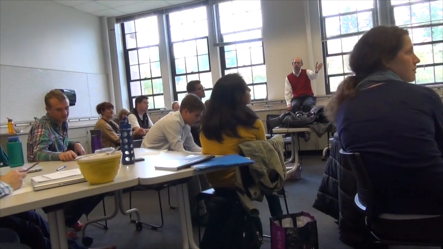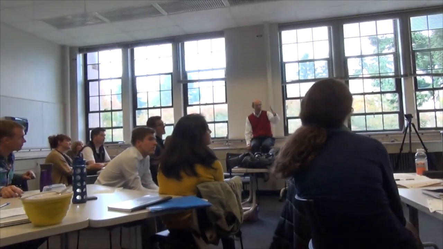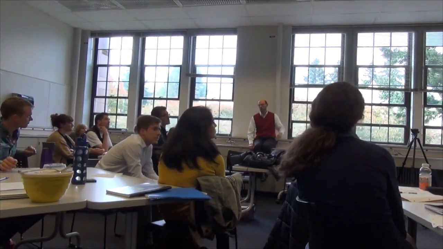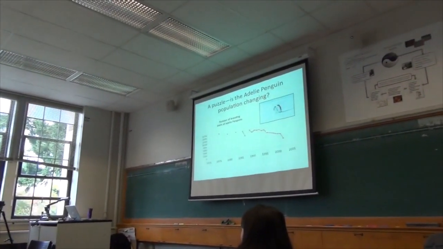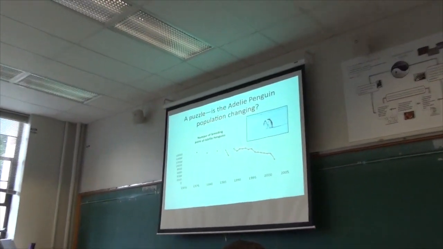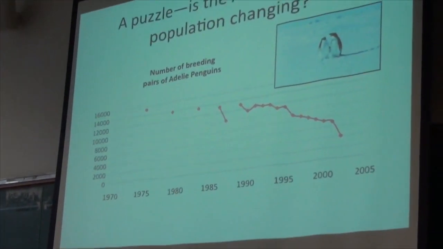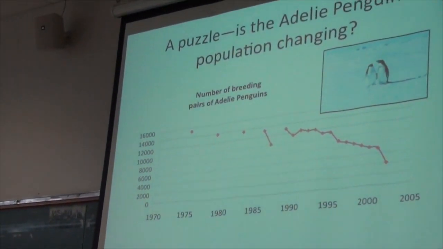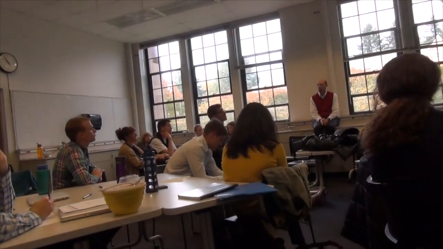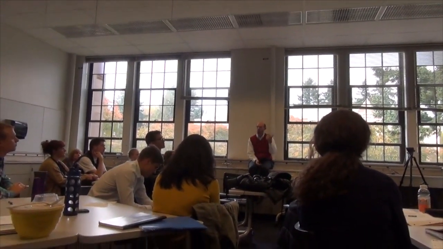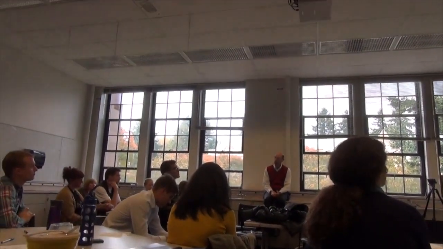So the bottom axis is pretty easy to understand, it's years. And then the vertical axis is a little harder because some of you had to explain what a breeding pair is. And then why would scientists care about breeding pairs? Well, what penguins are not on this chart then?